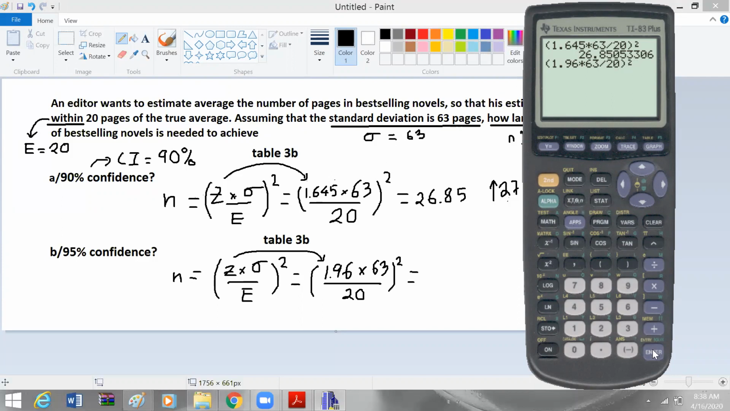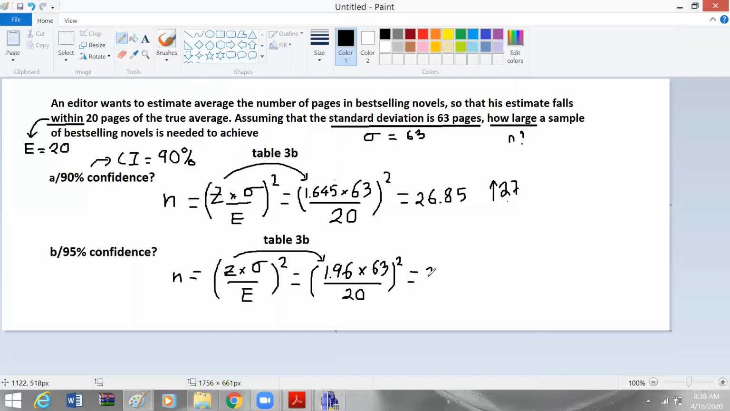In this case, we're going to do pretty much the same thing. Instead of 1.645, we replace it by 1.96, and then multiply by the standard deviation divided by the error, and then we do the square. So the answer that we found here will be 38.11. So the minimum sample size that we need to take will be around 39 novels in order to restrict the error to be 20 pages at 95% confidence.